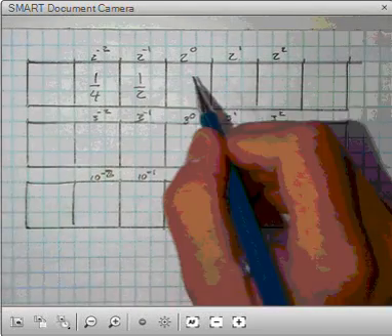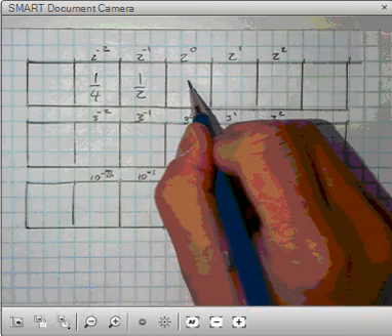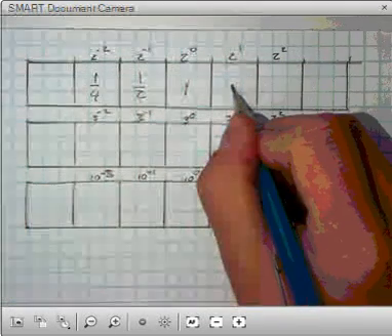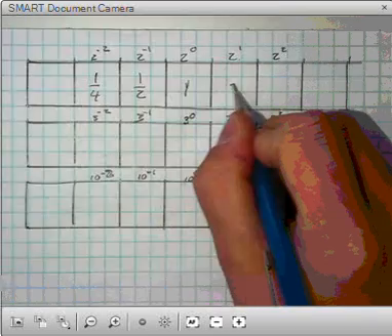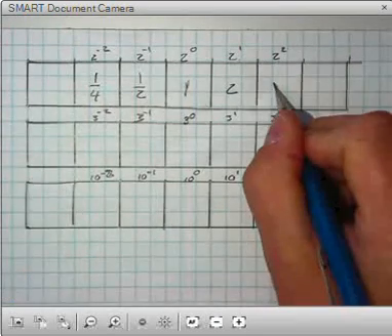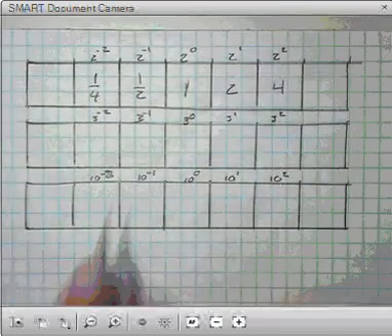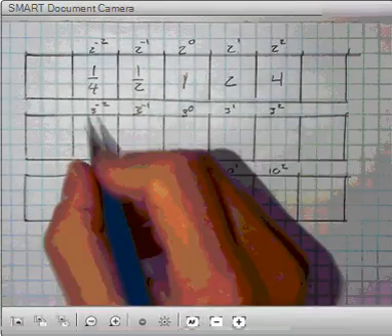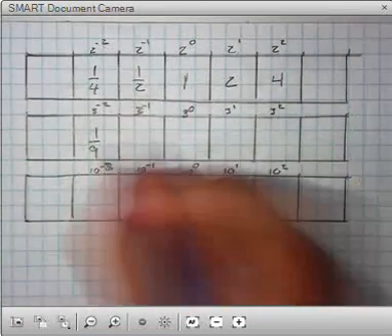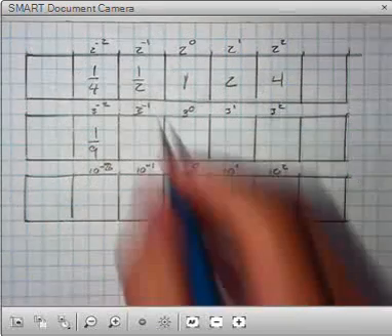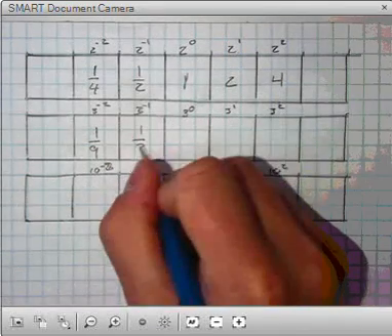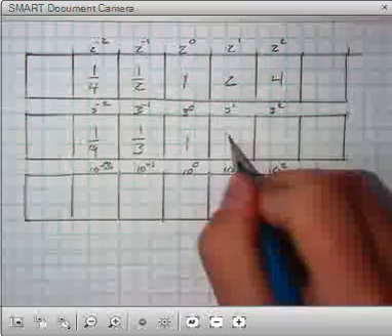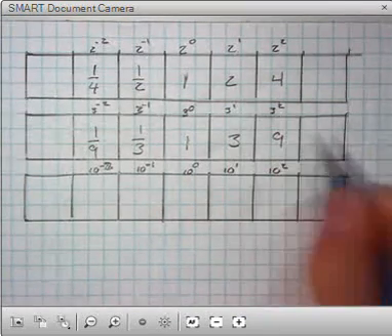What's 2 to the 0? 1. And then what's 2 to the 1? Greg? 2. And 2 to the second is 4. Somebody who did the 3s, what's 3 to the second going to be? Joe? 1/9. What's 3 to the -1 going to be? Alexis? 1/3. Anything to the 0 power is 1. 3 to the 1 is 3. 3 squared is 9.